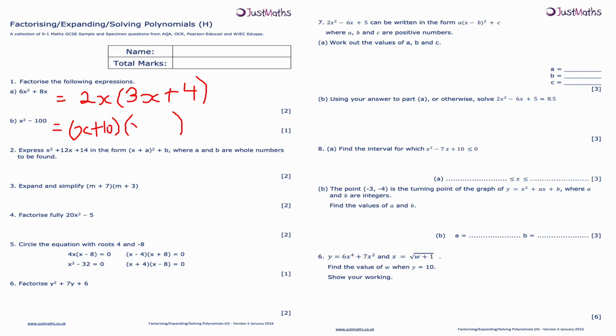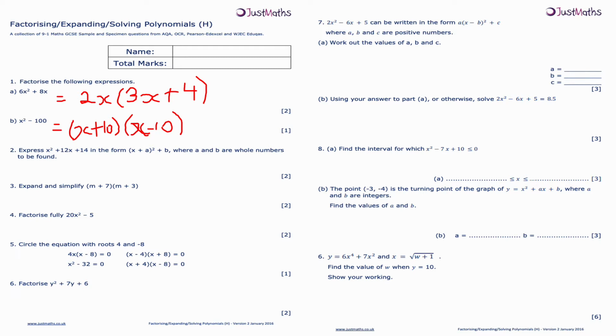Okay, and I can check that by expanding that double bracket. I have x squared minus 10x plus 10x minus 100. Minus 10x plus 10x just cancel, and I get left with x squared minus 100. So this example is called the difference of 2 squares. It's factorizing quadratics of the form x squared minus a squared, which factorizes to x plus a times x minus a, where a is a number.